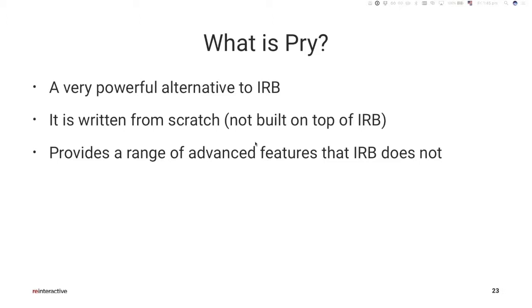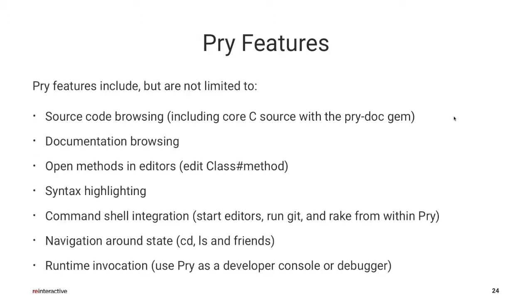It's built from scratch to provide a range of more advanced features. Some of them being listed here, but it's not limited to. So you can do source code browsing, including the C core library for Ruby, documentation browsing. You can open methods in your editor, syntax highlighting. There's command shell integrations, which we're not going to cover today. We can navigate the state of the application, and we have a runtime invocation, so we can debug using a developer console.